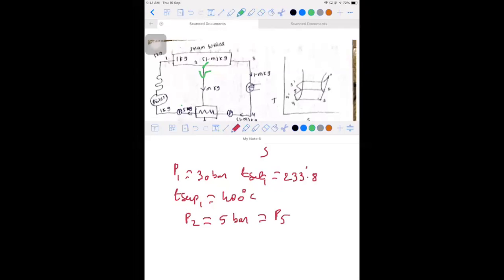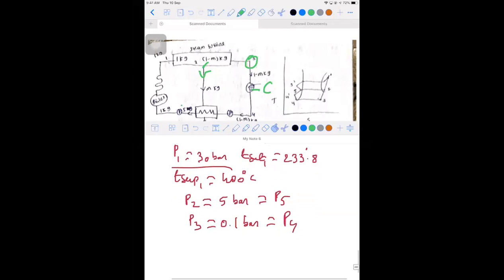Next, P3 is the condenser pressure. P3 is the pressure at the outlet of the turbine and also at the inlet of the condenser. It is 0.1 bar, which is also equal to P4. So you have to keep in mind the values of P1, P2, and P3.